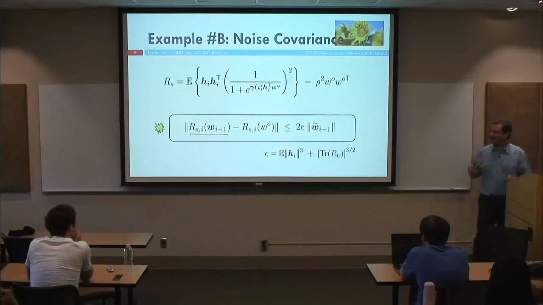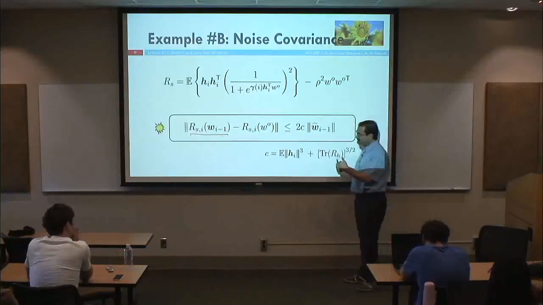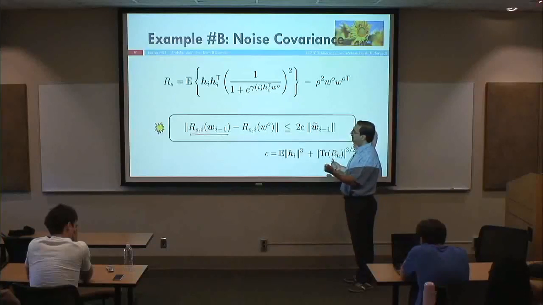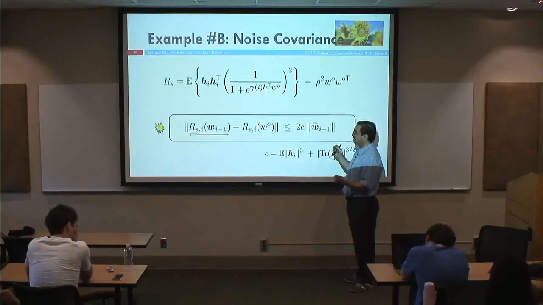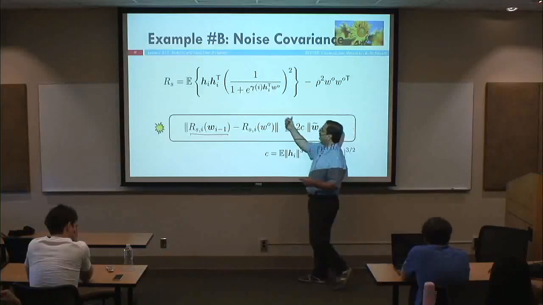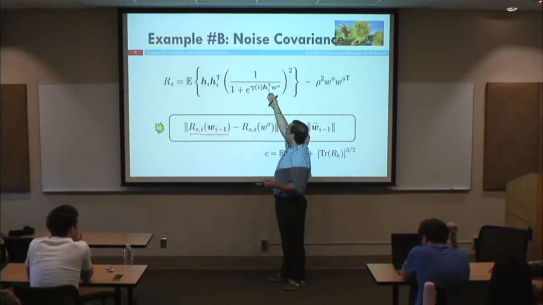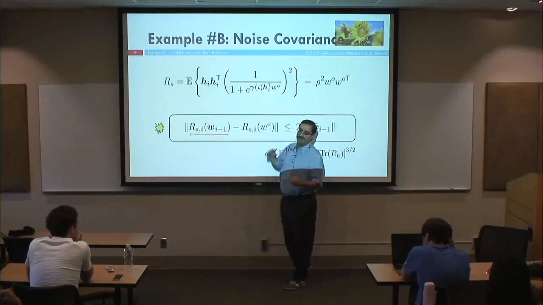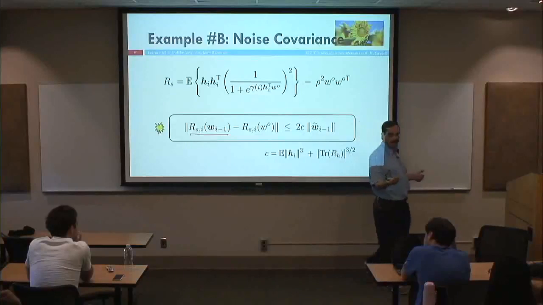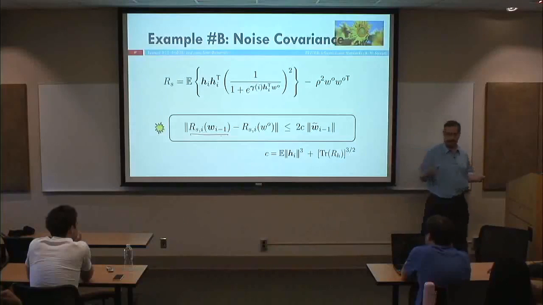Of course, in the mean square error case, I know exactly what R_s is. In the logistic case, I have to compute this expectation to know it, right? So if I tell you the distribution of gamma and H, you may be able to do it either numerically or in closed form, depending on the situation, okay?